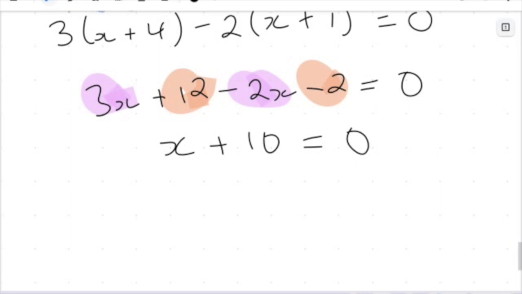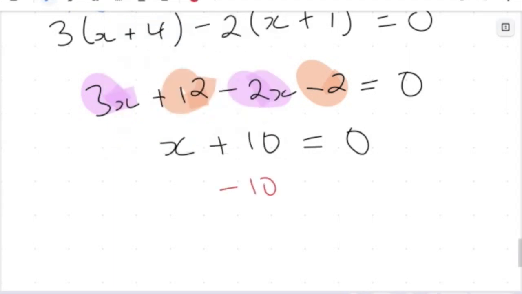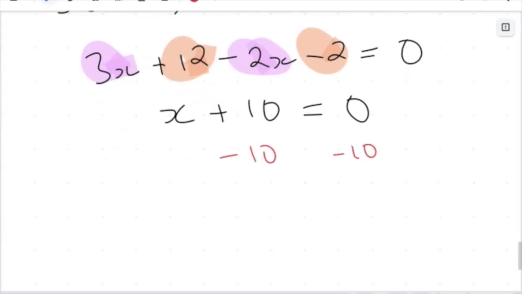So what number adds to 10 to give me 0? Well, we can find that out by doing the opposite, by subtracting 10 from both sides. And that will give me x on its own here, equaling minus 10.